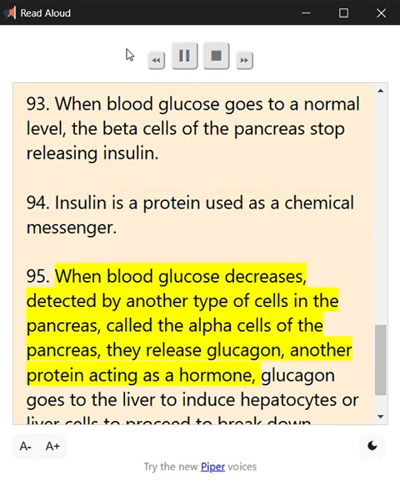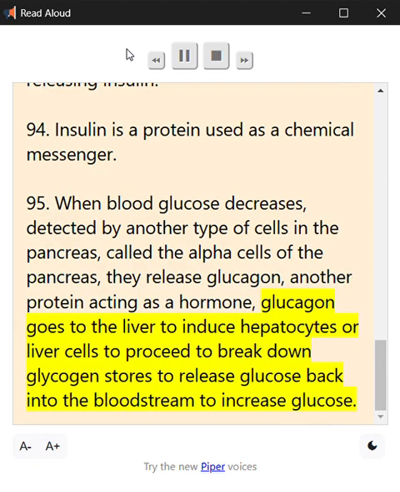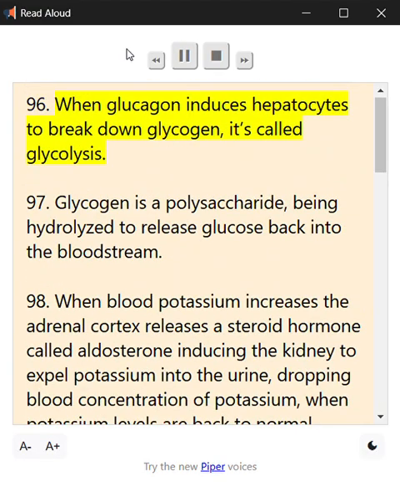95. When blood glucose decreases, it is detected by another type of cells in the pancreas, called the alpha cells of the pancreas. They release glucagon, another protein acting as a hormone. Glucagon goes to the liver to induce hepatocytes, or liver cells, to break down glycogen stores to release glucose back into the bloodstream to increase glucose. 96. When glucagon induces hepatocytes to break down glycogen, it's called glycogenolysis. 97. Glycogen is a polysaccharide, being hydrolyzed to release glucose back into the bloodstream.